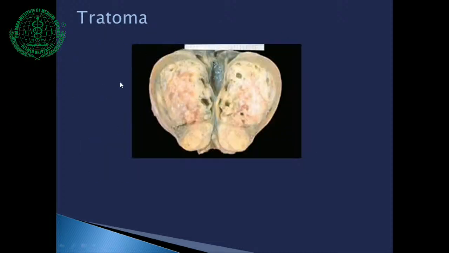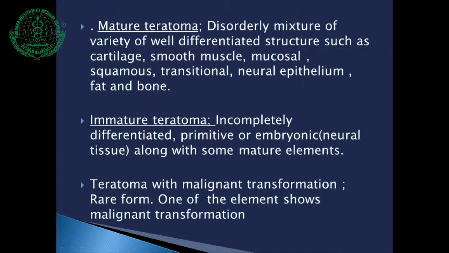This is the gross examination of the teratoma. It has a heterogeneous appearance. Some areas are solid and some cystic areas are seen here. On the cross section, there is a presence of cartilage over here. There are 3 types of teratomas.